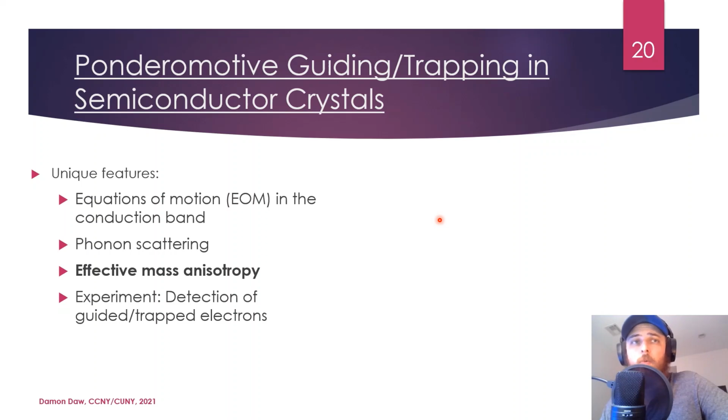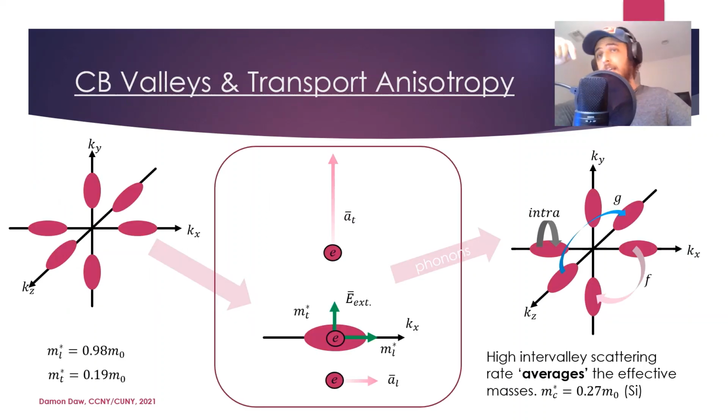So there's another really important effect that arises in semiconductor physics, and this is the effective mass anisotropy. So I talked about the effective mass a little bit ago, but it turns out that the effective mass in crystals, in semiconductor crystals, is what's known as anisotropic. It doesn't necessarily act the same in all directions in space, and this is what I mean by that.